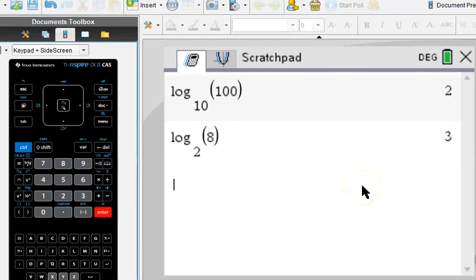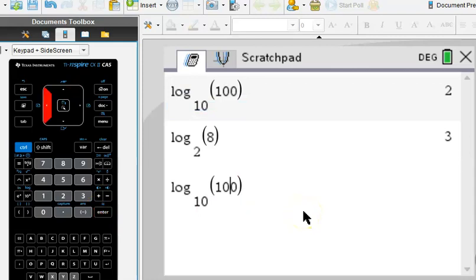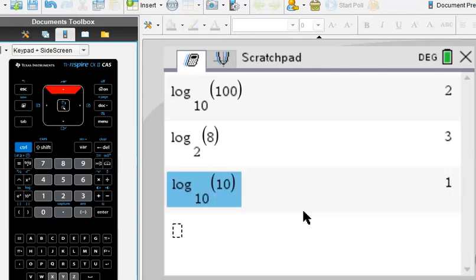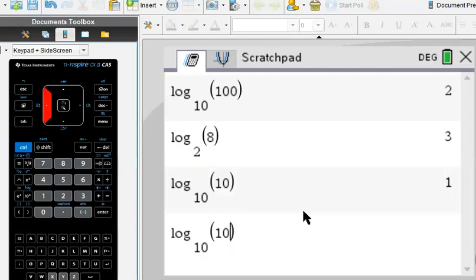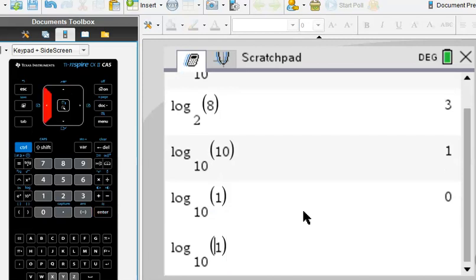Now, what we want to look at in a little bit is what happens when we take the log of something that doesn't give us a nice number. So we're going to start out with some nice numbers. So what I'd like you to do, and this is something nice about your calculator too, is you can highlight something, push enter, and it copies it back down, and then you can go back and edit it. So I'm going to make log base 10 of 10, which is 1, and then I want to do log base 10 of 1, which is 0. Now what about log base 10 of 0.1? That's not what we've seen before.